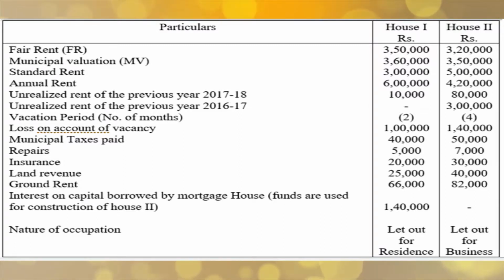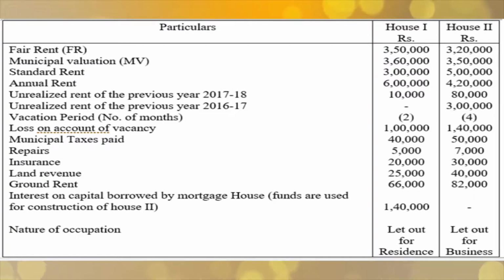He has given the details of fair rent, municipal valuation, standard rent, actual rent, unrealized rent of the previous year 17-18, unrealized rent of the previous year 16-17. The houses were vacant for certain period of months during the previous year. House 1 was vacant for 2 months, house 2 for 4 months. So he has shown the calculation on loss on account of vacancy.